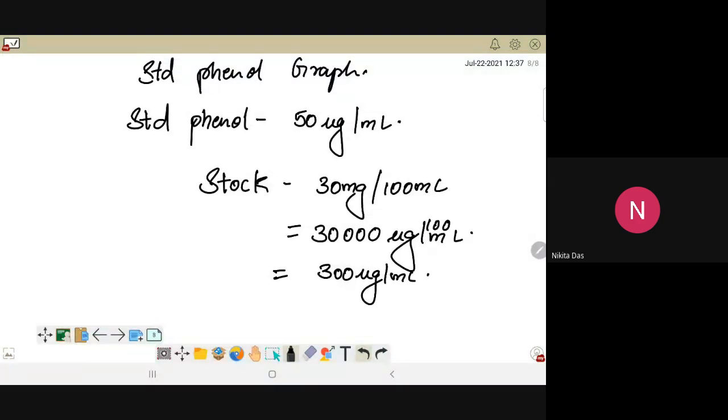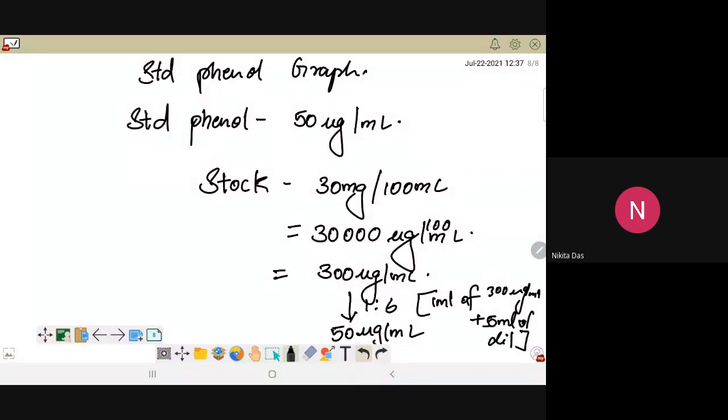How many times will I have to dilute it? From 300 to 50, that is 1 in 6. So I'll get 50 micrograms per ml, right? That's 1 ml of the 300 microgram per ml solution plus 5 ml of the diluent, which is distilled water. So according to the volume that you need, you can obviously scale this up.